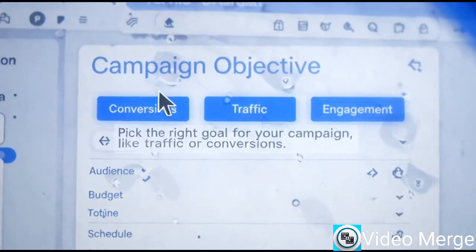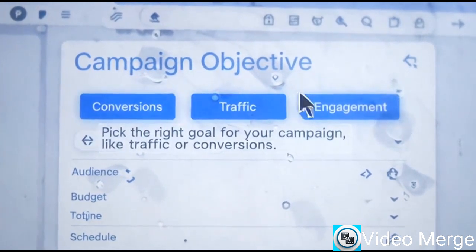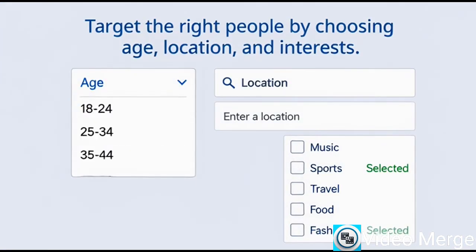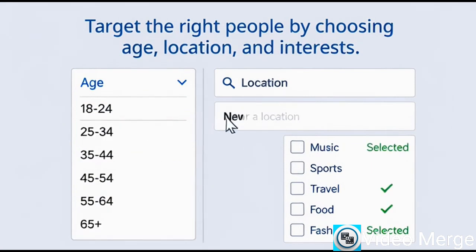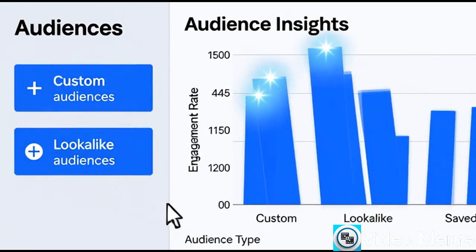Pick the right goal for your campaign, like traffic or conversions. Target the right people by choosing age, location, and interests. Use custom and lookalike audiences to reach the most engaged users.